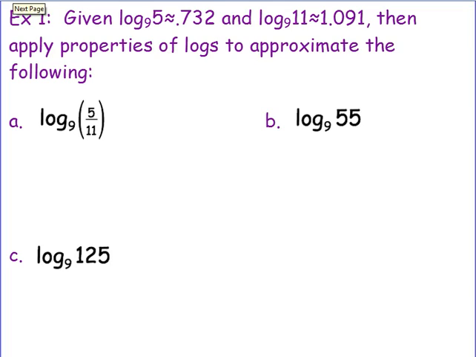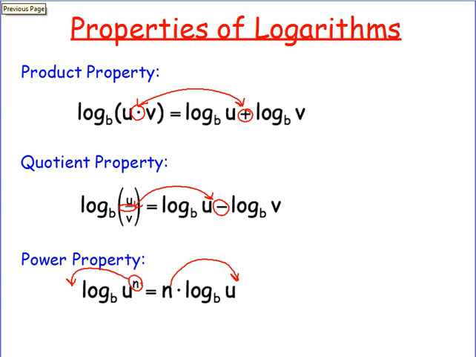So this first example, you are given some information up front. You are told that log base 9 of 5 is approximately 0.732 and log base 9 of 11 is approximately 1.091. So we're going to apply log properties that we just saw to approximate the answers to these three problems. So when you look at this first problem, do you see any of your three properties? Well, if you look, you see division. Since this is division, we're using the quotient property.